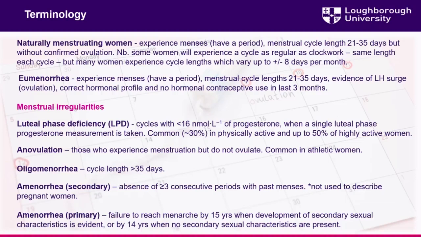We define someone as naturally menstruating if they experience menses or they have a period, if their menstrual cycle length is considered to be healthy, i.e. between 21 to 35 days, but this is without confirmed ovulation. This doesn't necessarily mean that they don't ovulate, it could just mean that it's not been verified or not been tested.